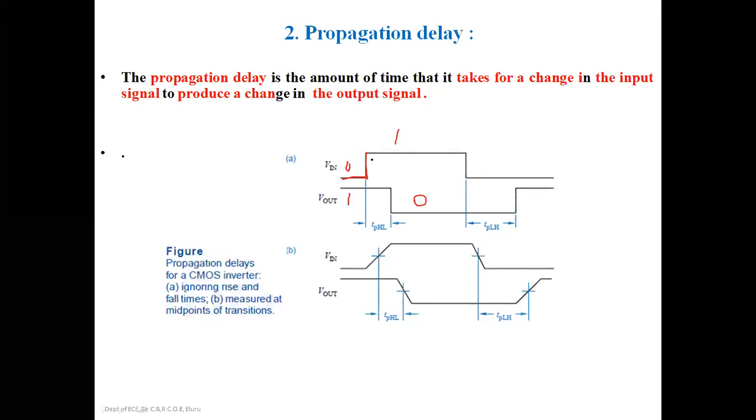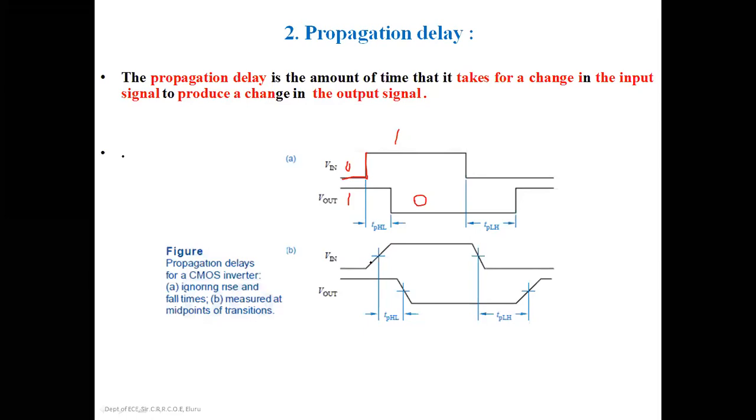Ideally the switching time is considered to be 0, but practically it takes some amount of time. What are the times here? The rise time and the fall time. So if you know the rise time and fall time, then we can calculate the TPHL and TPLH also.